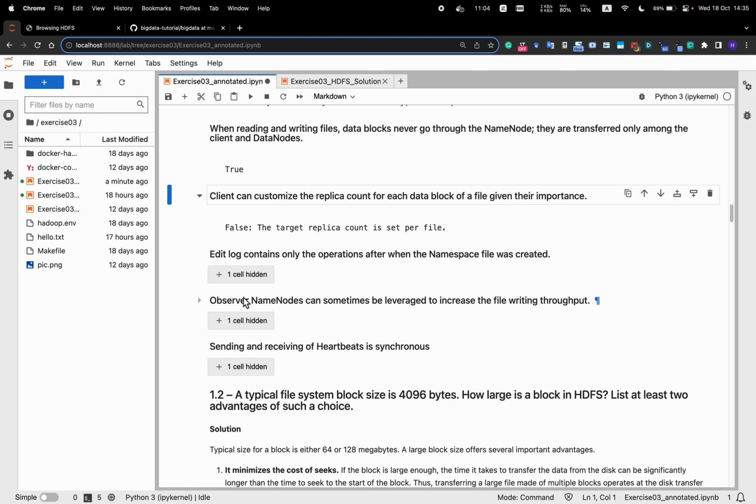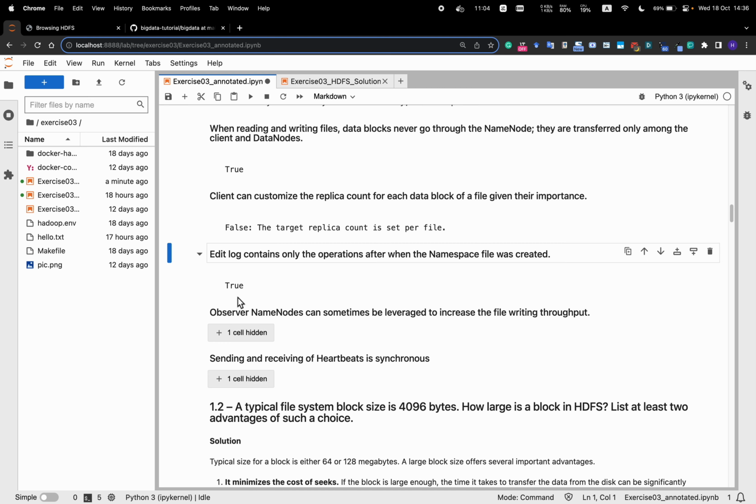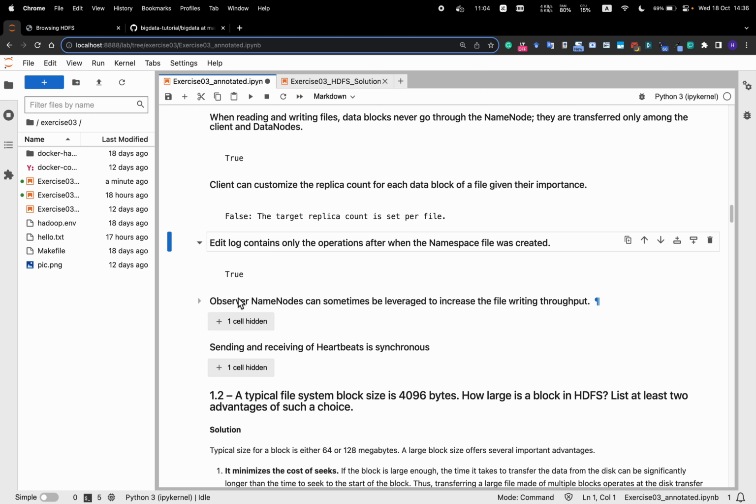The edit log contains only the operations after the namespace file, the file system image, was created. True? Yes. So basically, upon a restart, the name node will check if there are any checkpoints created. If there is a file system image, it will first load the file system image to create the namespace, and then replay the edit log operations to get itself up to speed.